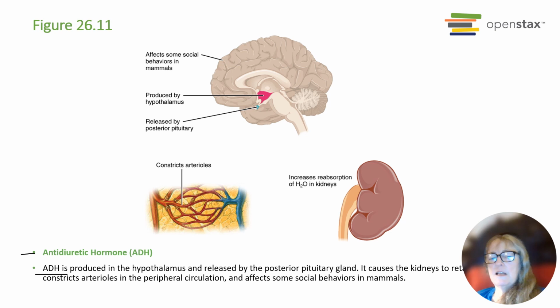The pituitary is like 2 glands for the price of 1. And most of the hormones are sitting up here in the anterior. Posterior is just antidiuretic hormone and oxytocin. But antidiuretic hormone is released by the posterior pituitary. The kidneys retain water, and also arterioles are constricted. And this says affects social behavior in mammals.